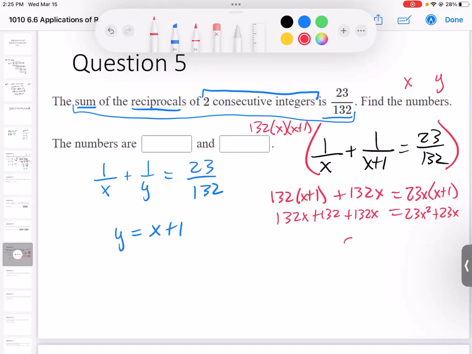Okay, so I get 223x. I also have the 23x squared, which doesn't change at all. Or is that a negative? I think it should be a negative. Okay, so I have that, and then I also have my minus 132.